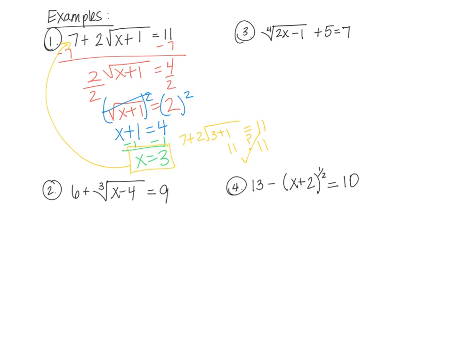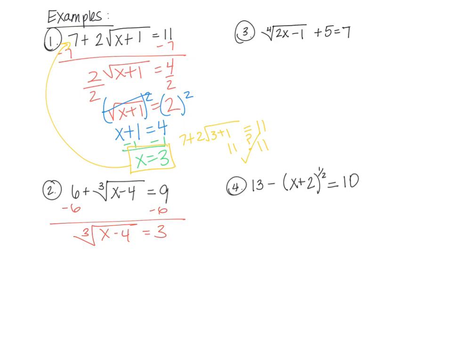If when I plugged 3 back in, I did not get 11, then I would have said it's extraneous, therefore I have no solution. Just so you can kind of see how that might happen. All right, let's look at another example. Again, I want to start by isolating my radical. So I'm going to subtract my 6 here. My radical is now by itself.